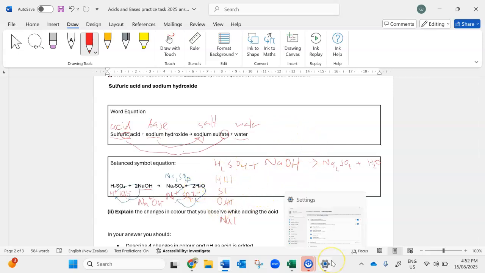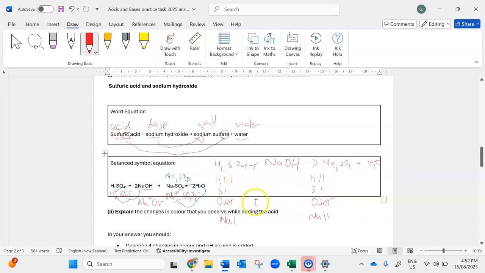On the right-hand side, we do the same thing. Hydrogen, there's 2 in the water. Sulfur, there's 1 in the SO4. Oxygen, there is 4 in the SO4, 1, 2, 3, 4. And 1 more in the water. 5. And Na, there's 2 of those. And now we need to make sure both sides are the same.